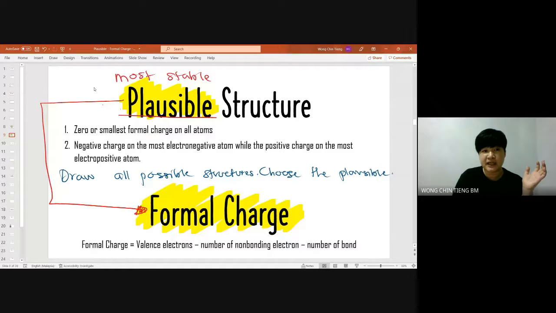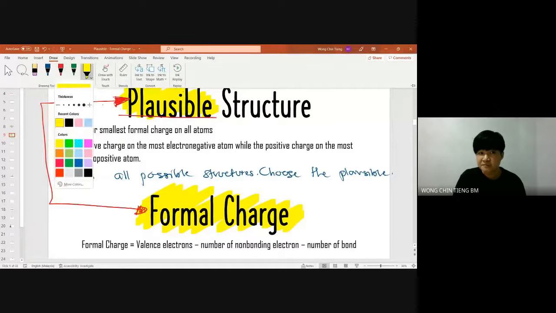Cerita dia macam pergi KFC beli snack plate datang dengan 2 ayam, coleslaw, mashed potato and a bun. Yes. Betul tak? Yeah, I think so. Lama tak makan KFC. And that is what I mean by a set. Okay? So they are a good friend in the term of a set. Whenever plausible, formal charge masuk. Okay? And the formula of formal charge, ada yang tak faham?